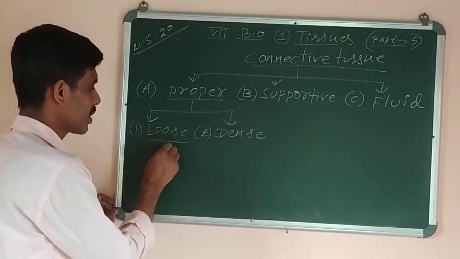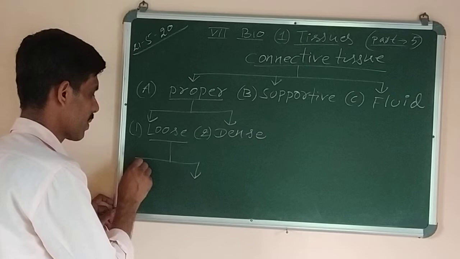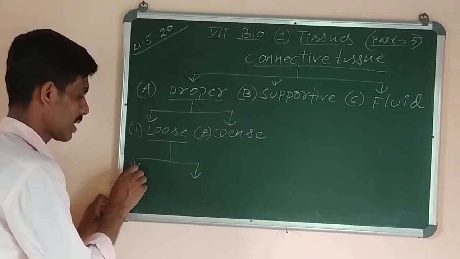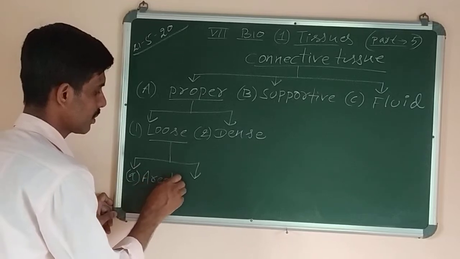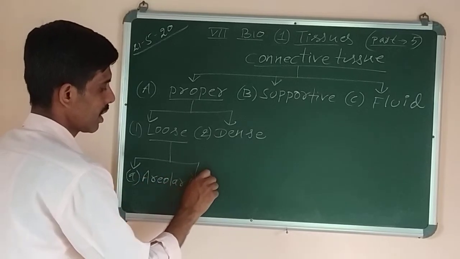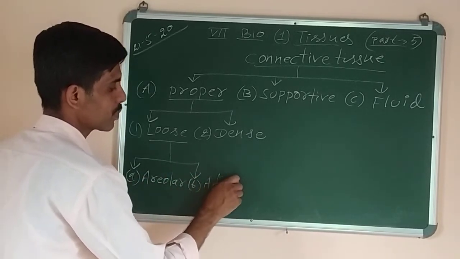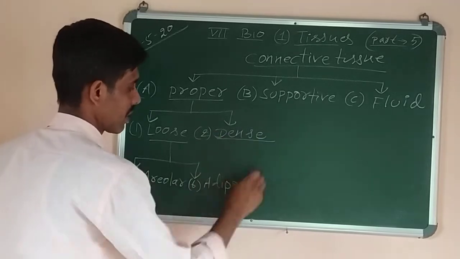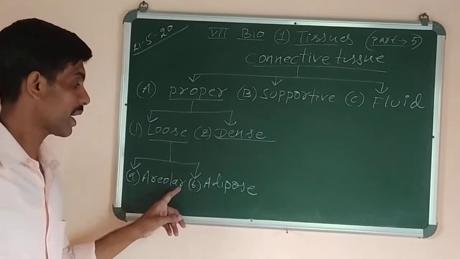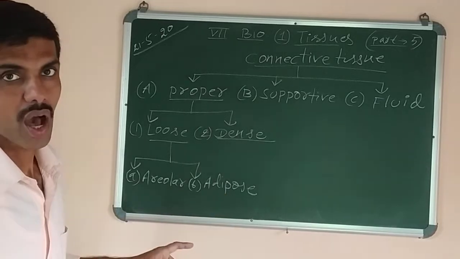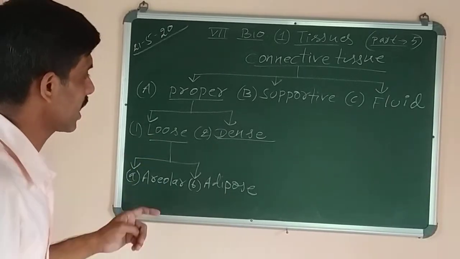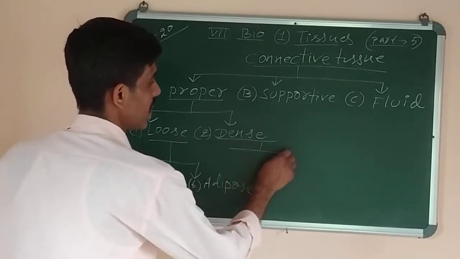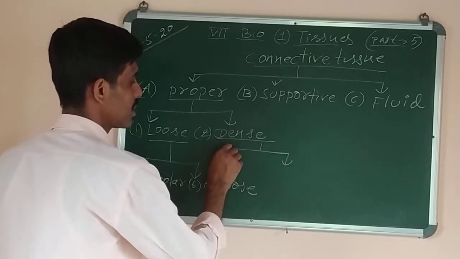Now loose connective tissue is further classified or divided into 2 types. I will write it as A and B. Number A is areolar connective tissue, and number B, it is called adipose. Adipose means the fat tissue. Got it? Areolar tissue and adipose tissue. These 2 are the examples of loose connective tissue. Then next we have the dense connective tissue. It is further classified into 2 types.